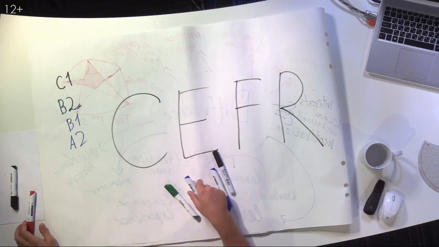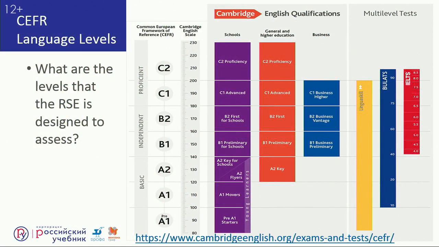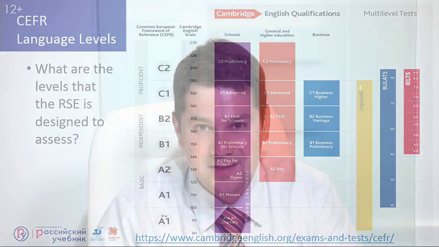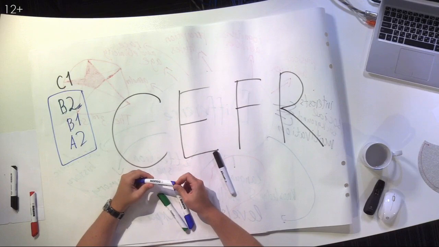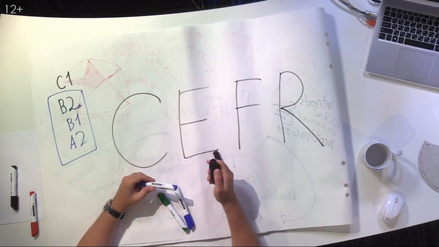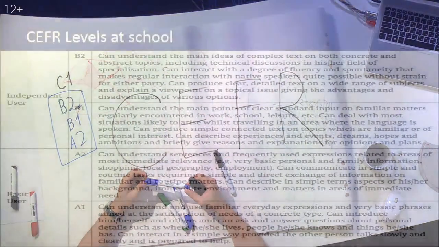Well, it's good that we excluded A1. A1 is not assessed in the exam. And it's good that nobody said C2. But if you read the specification of the Russian state exam, it tells you that it assesses 3 levels: A2, B1, and B2. It does not assess C1. It does not assess A1. The tasks are designed to assess 3 levels, A2, B1, and B2.